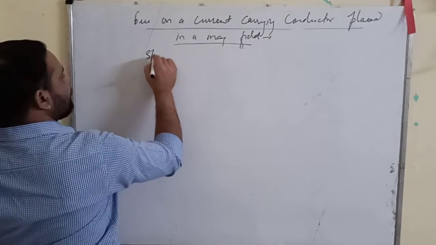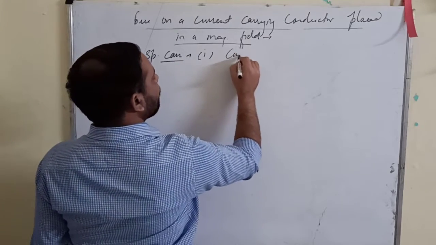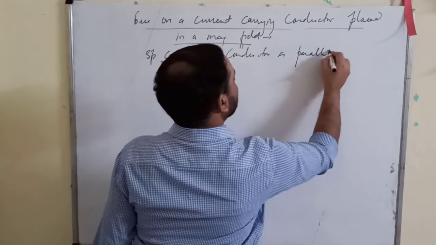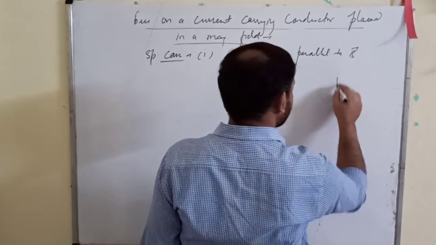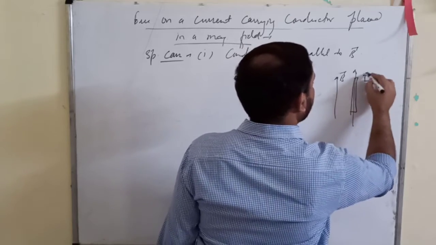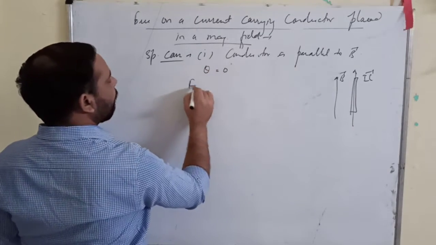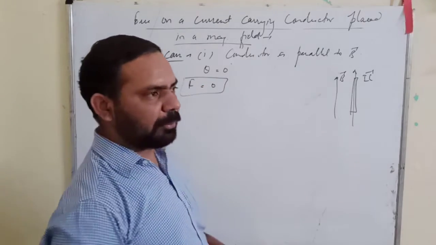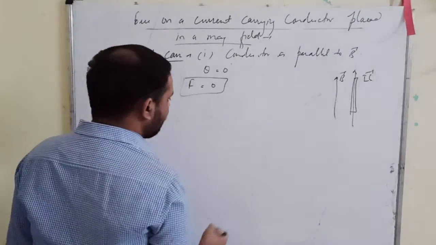Now suppose the special cases. First one: the conductor is placed parallel to B vector. Suppose in the previous case B was in this direction and you place the conductor like this. Then in this case theta will be equal to 0 degrees and force will be equal to ILB sin 0, which will be equal to 0.